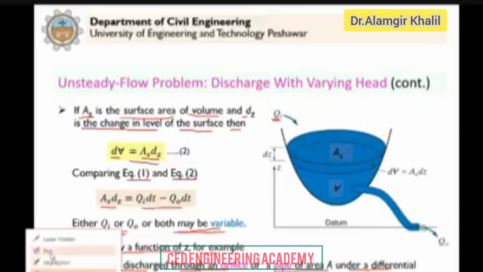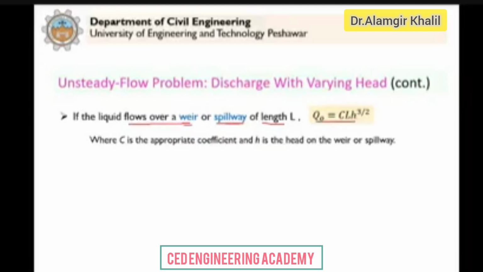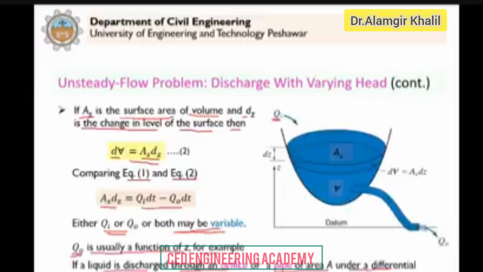Next, let's say, for example, if we have a weir or spillway, then in that case, this is the equation that you have studied in the flow measurement chapter in Fluid Mechanics 1. So Q naught is equal to C L into H^(3/2) for a weir or spillway. Now here we are not discussing the notches, like triangular notch, rectangular notch, trapezoidal notch, which have specific formulas. No. We are discussing in general terms. If we have a weir, we can write down the discharge equation for outflow over the weir. That can be C L into H^(3/2). L is the length of the weir, H is the head of water over the weir or spillway, and C is the appropriate coefficient to calculate the actual discharge.